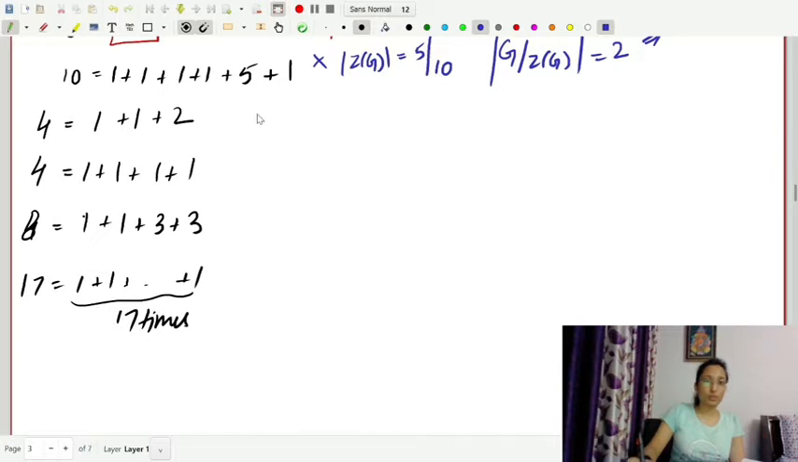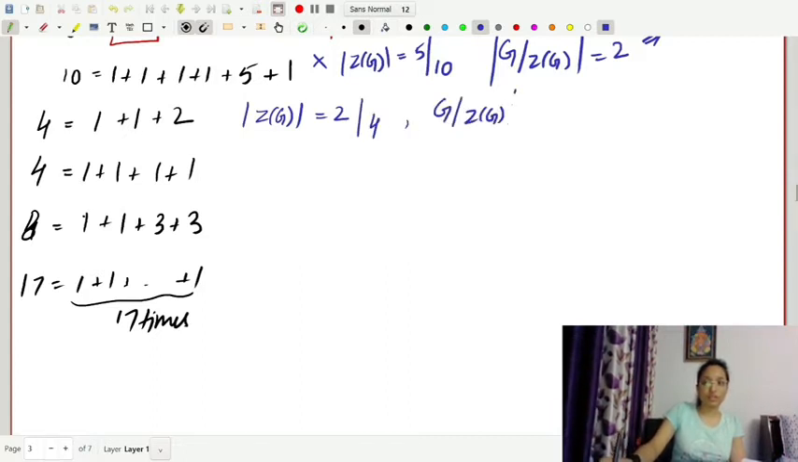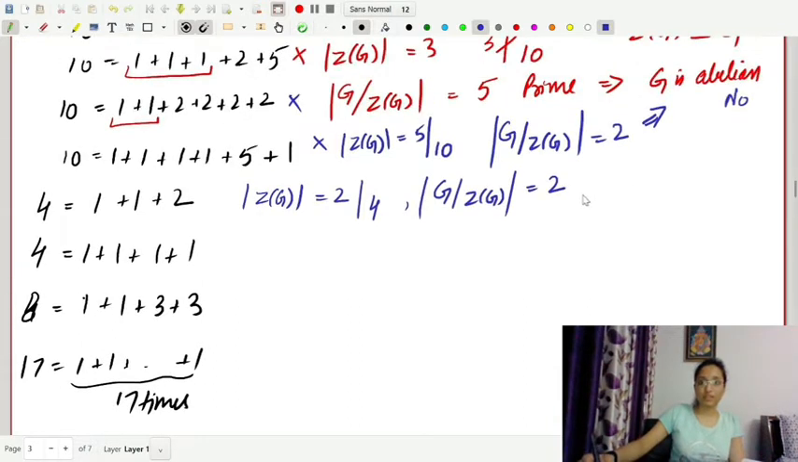4 is equal to 1 plus 1 plus 2. The order of the center of G is 2, which divides 4. Now the next step would be to see the order of G by center of G, which is 2, which is prime, and hence we arrive at the conclusion that G is abelian, which is not the case here. Therefore it cannot be the class equation.